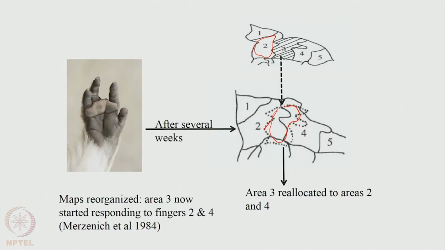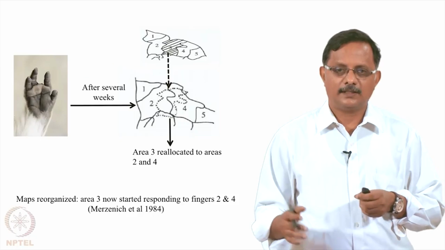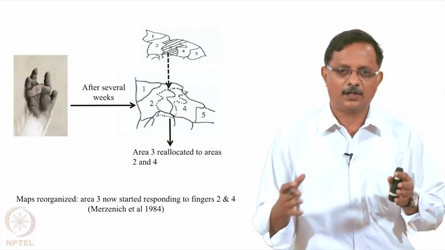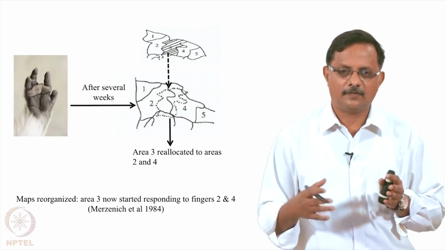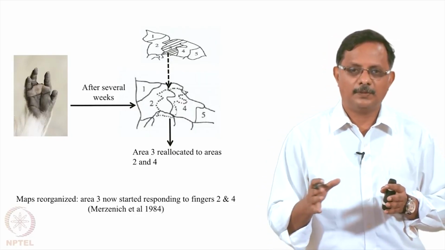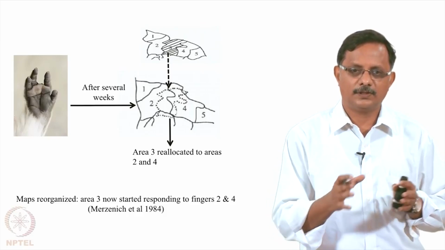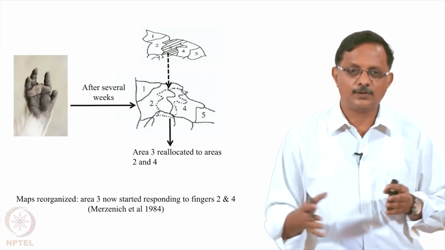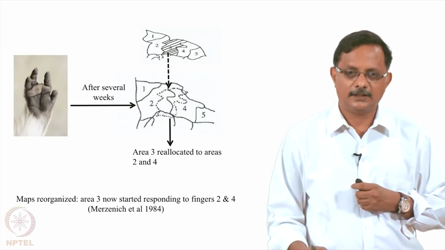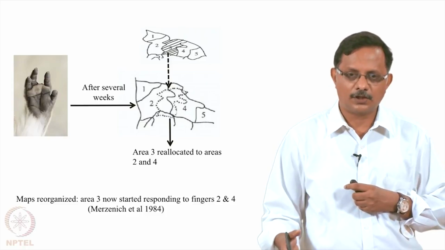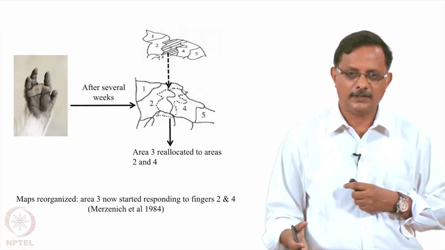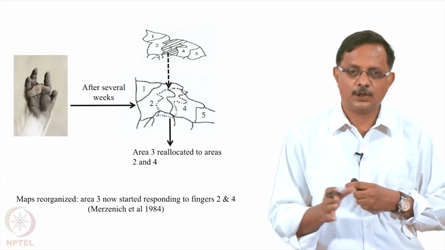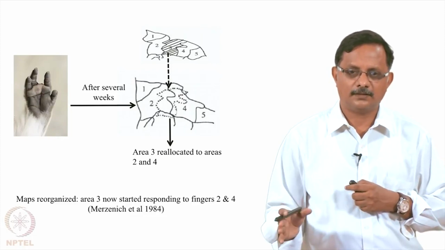Okay, so imagine what happens in a big company when a whole division is fired. All the people in a big division are fired. These people may now be relocated to different other divisions of the company, so that they do not lose their job. That is what is happening here. The area 3 neurons, which lost their job in a sense, which cannot respond to the finger, now part of them are doing the job of responding to finger 2, and the rest are responding to finger 4.